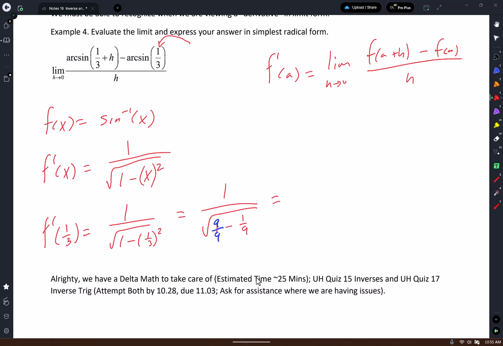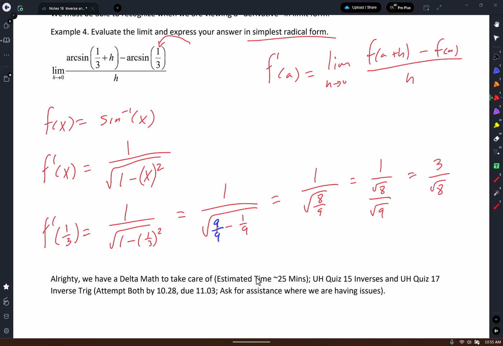1 minus 1/9 is going to be 8/9. 1 over square root of 8/9. So this is your law of exponents. 1 over square root of 8 over square root of 9. You can do keep, change, flip. Bring that square root of 9 up. So you're going to have 3 over square root of 8. Don't leave it like that, guys.